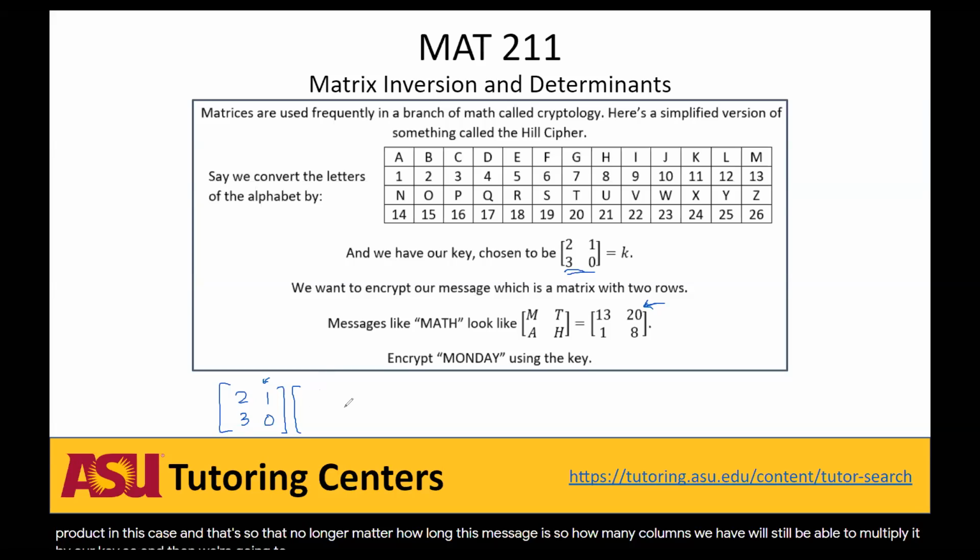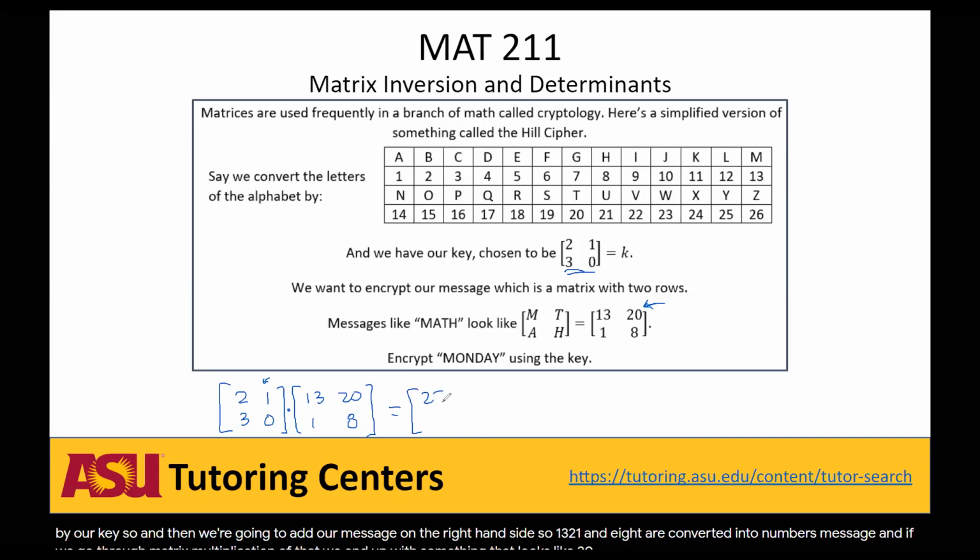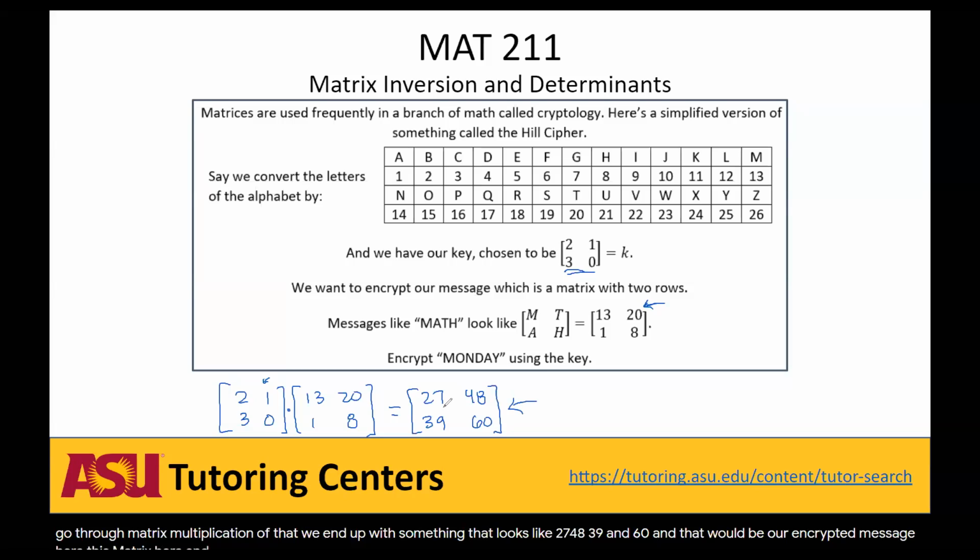Then we're going to add our message on the right-hand side. So 13, 20, 1, and 8 are our converted numbers message. If we go through matrix multiplication of that, we end up with something that looks like 27, 48, 39, and 60. And that would be our encrypted message, this matrix here. Notice that none of these numbers in this case are even in our table. So we wouldn't know, unless we knew the key, how to convert back to our original letters.